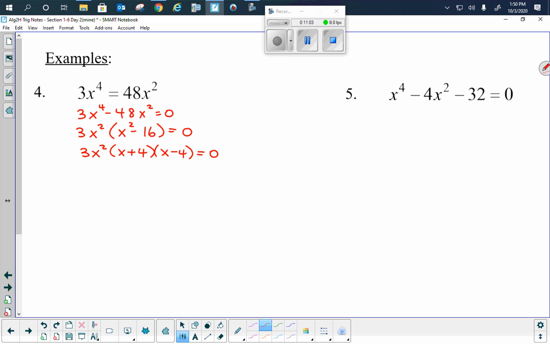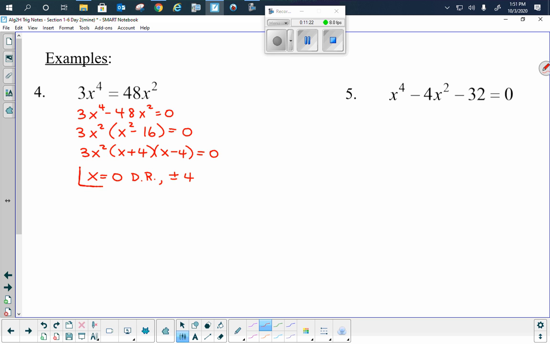And therefore, we're going to get x equals 0 from the 3x squared equals 0, that factor. Notice you're going to get x equals 0 twice. So you should be telling me double root. And then x is also going to equal plus or minus 4 from those last 2 factors.